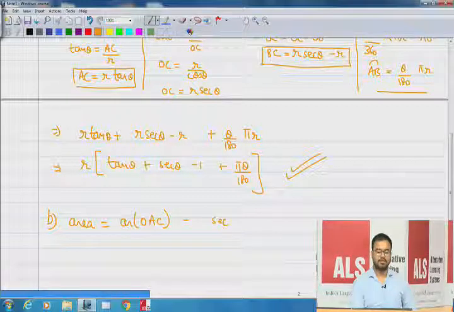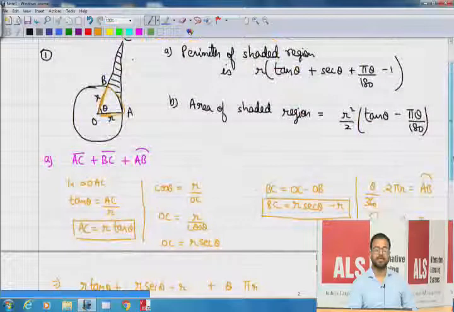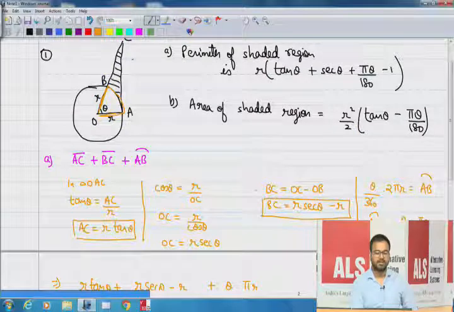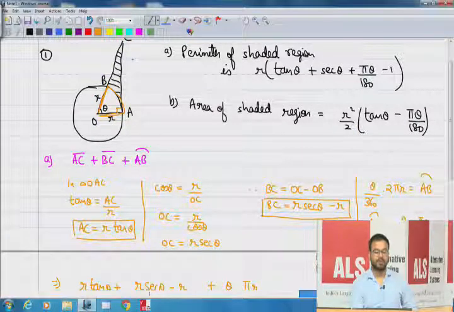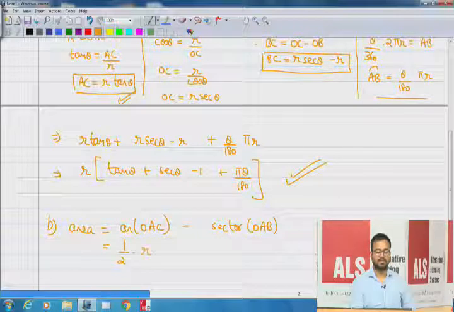Minus sector OAB. Now OAC, you can see it's a right angle triangle because the tangent and the radius make 90 degrees at the point of contact. So area of a right angle triangle is half times base times height. Height is this AC, and we have already found AC is R tan theta, and base is R. So it will be half times base times height, in place of height we write R tan theta, minus area of sector OAB.